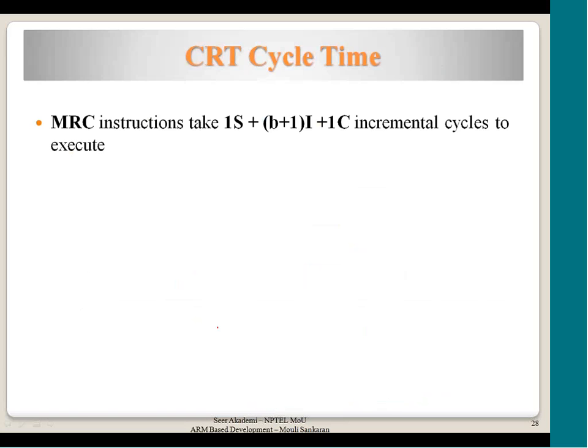So cycle time is 1 sequential cycle for the execution, and then if there is a wait, 1 busy wait, and then 1 coprocessor cycle, because we are transferring between ARM and coprocessor, that is what is called a coprocessor cycle.